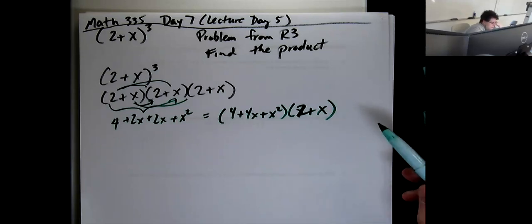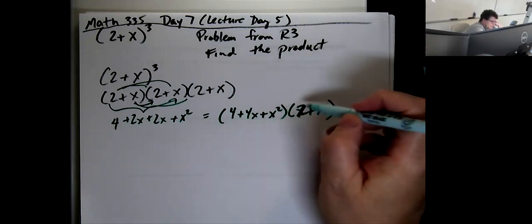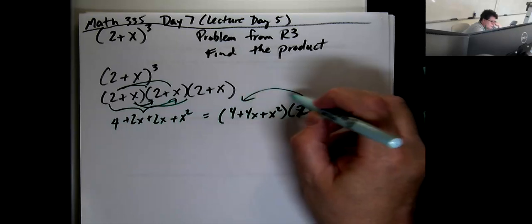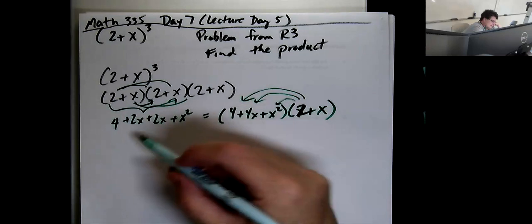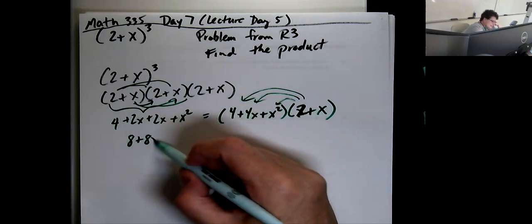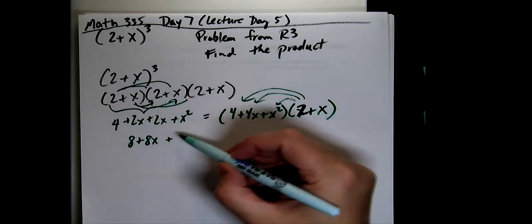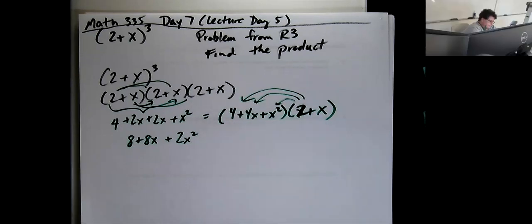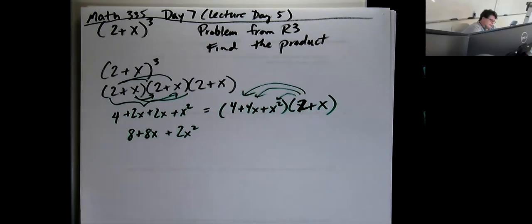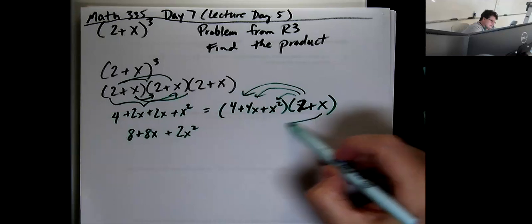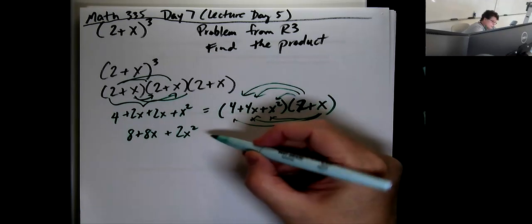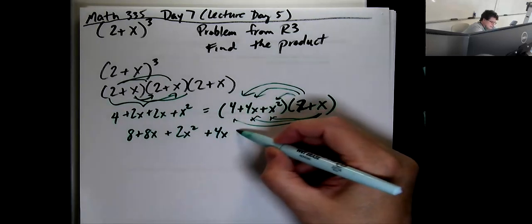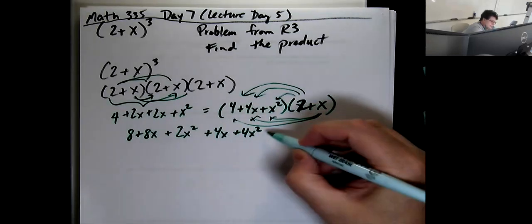Now we gotta distribute again. I'm gonna do it this way. I'm gonna go with the start of the smaller one and distribute to the left. I'm gonna have 2 times all that, so I'll have 8 plus 8x plus 2x squared. And then we'll do the x's. The x just adds an x or increases the exponent. So plus 4x plus 4x squared plus x cubed.